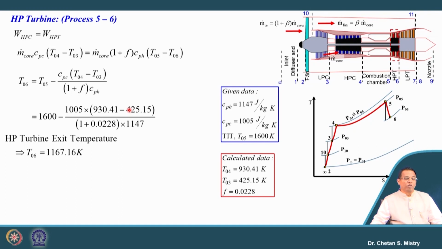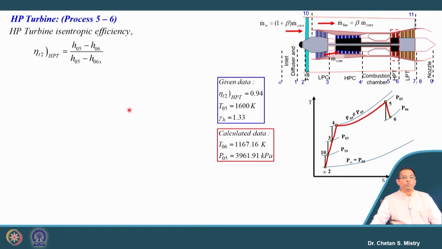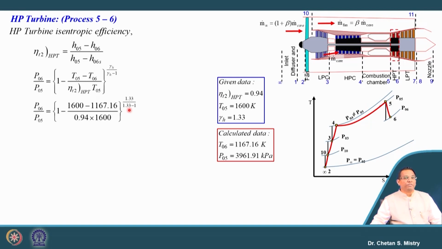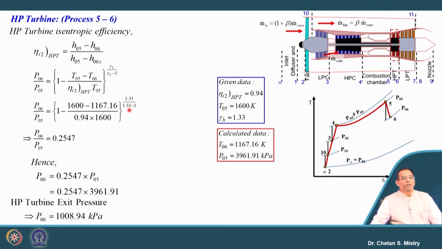Now, we know that in order to calculate our pressure ratio, we have a correlation in terms of isentropic efficiency. So, let us put in the isentropic efficiency correlation. We can represent that in terms of the expansion ratio. Since my efficiency is given as 94% and my turbine entry temperature is 1600 Kelvin, that gives us the exit pressure to be 1008.94 kilopascal.